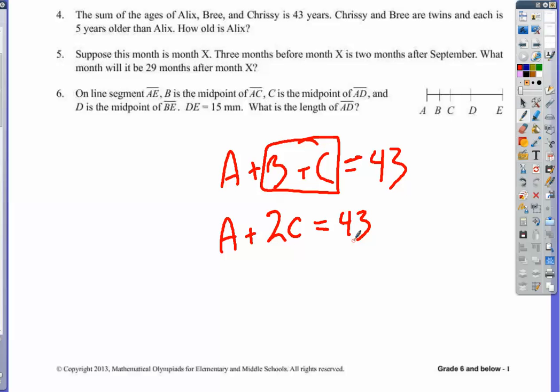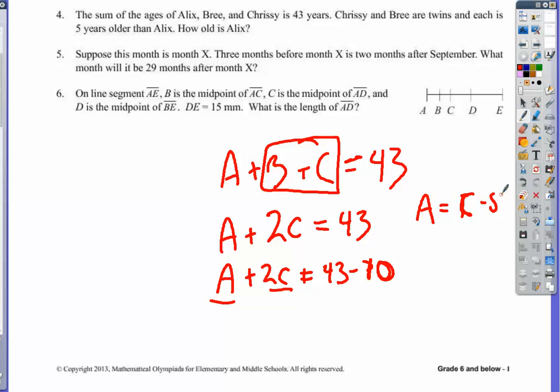And then we also know that Christy and Bree are both 5 years older than Alex. So that is 10 years right there, right? So Alex plus 2 Christinas, and they're both 5 years older, so that's a total of 10. So that's equal to 43 minus 10, right? That means we're making Alex and Christina, or Alex and Bree, essentially the same age, because Alex is going to equal Christina minus 5 years, right?